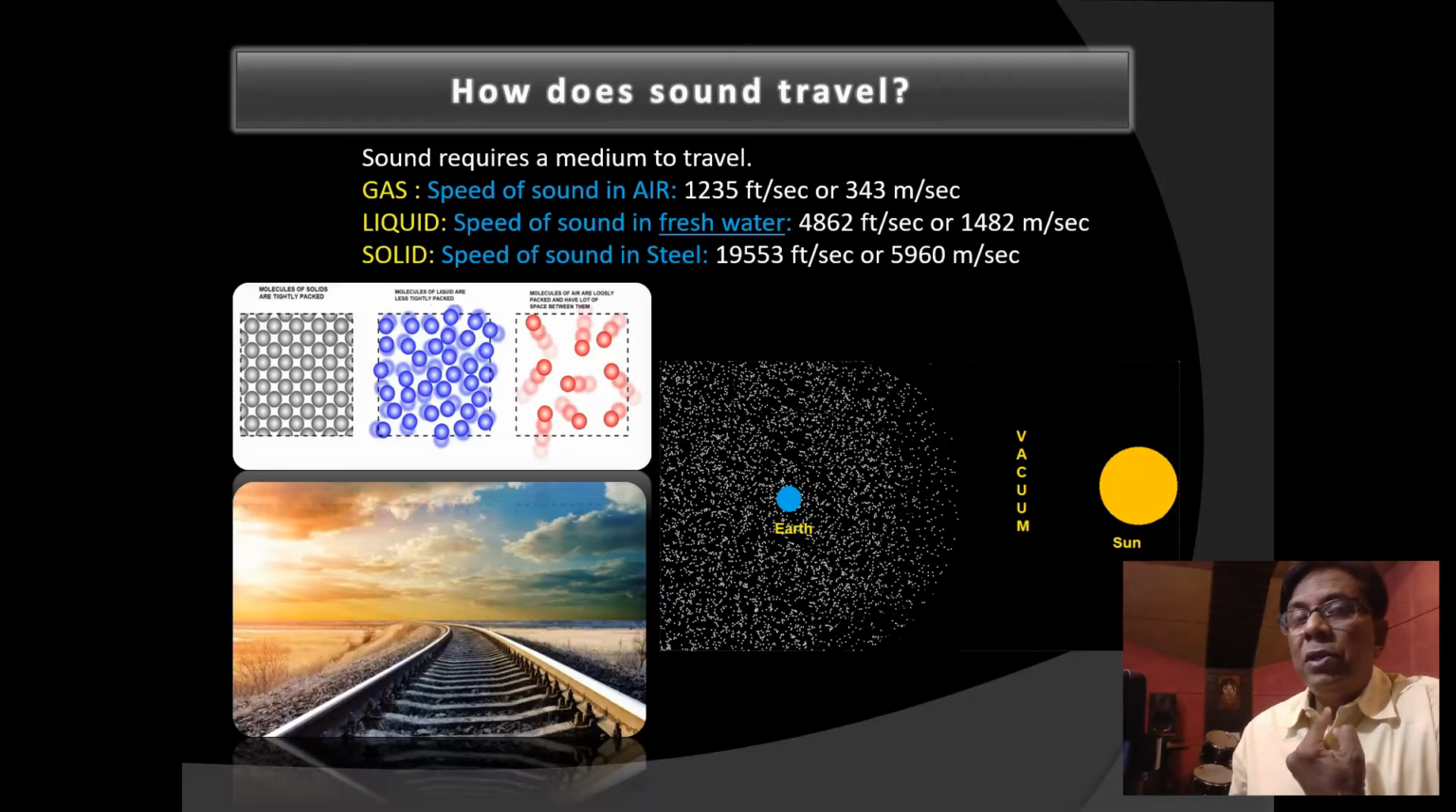You remove your ear from the track and try to listen through the air, and you're not able to hear it, because the energy is lost much farther away.